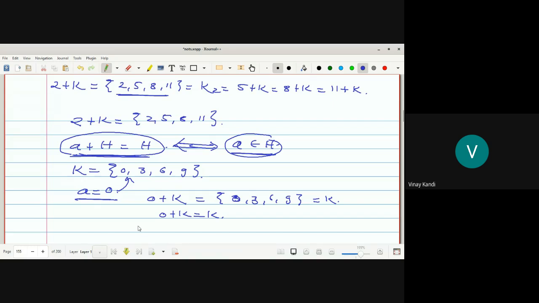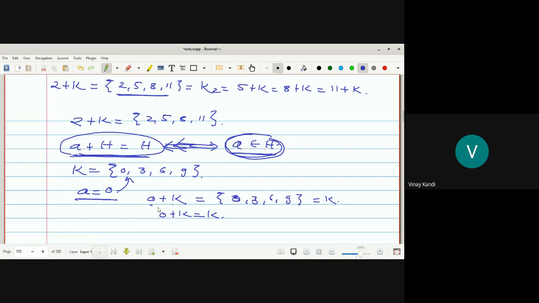Any doubt up to here? If a plus H is equal to H, then a belongs to H. That means if you have taken a belongs to H, this statement is correct. Take a is equal to 0, then 0 plus K is what?